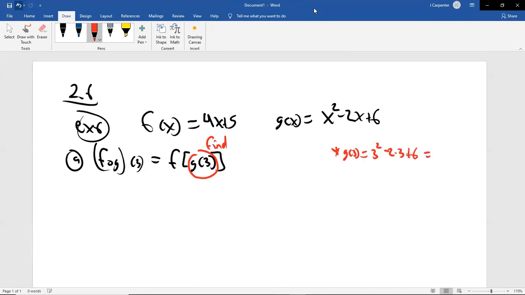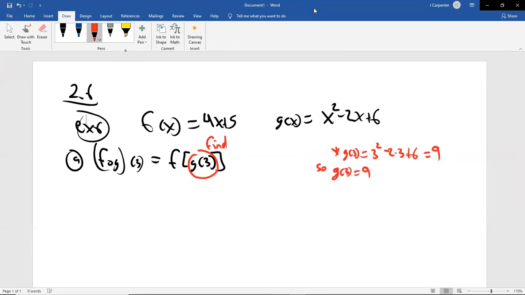The 3 squared is 9. The 2 times 3 is 6. The negative 6 and the positive 6 will end up canceling. So you end up just getting a 9 there. So g of 3 is equal to 9.